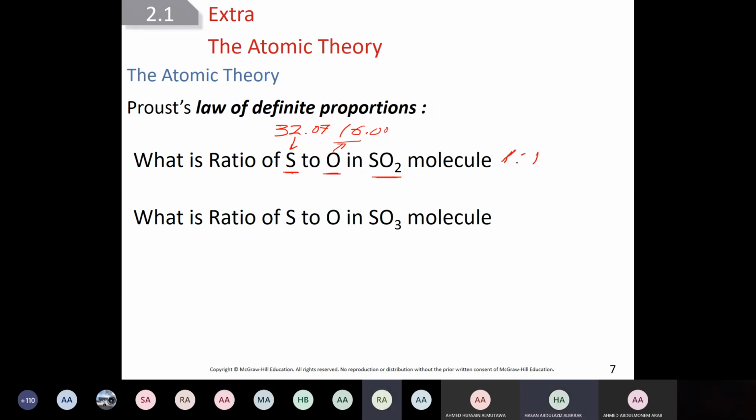2.004. 1 to 1. Why? Because we have 2 oxygen. Exactly. Okay, if we have another compound, SO3, what will be the ratio?